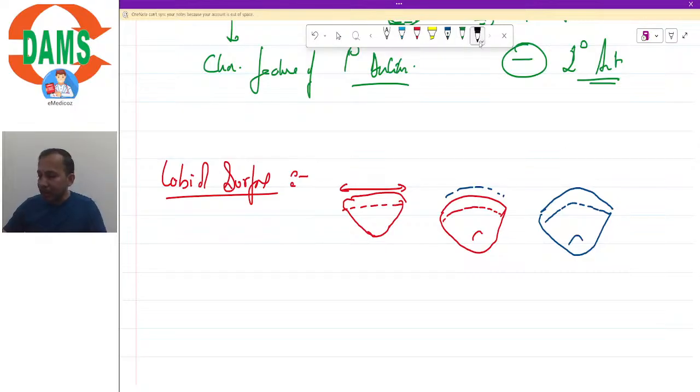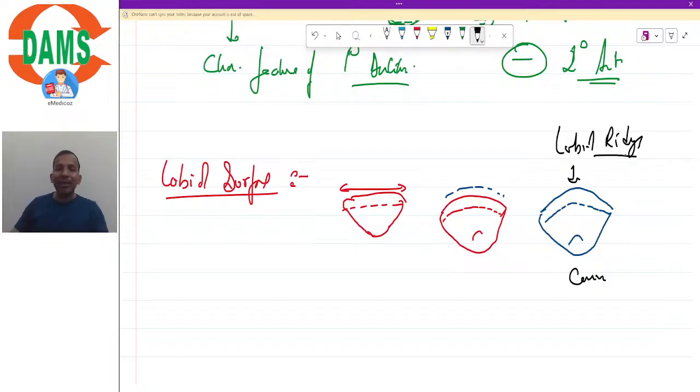Now the reason for this prominent curvature on canine is the labial ridge. Nonetheless, even when there is a lack of labial ridge on the incisors, the lateral incisor is more curved as compared to the central incisor. So as you can see, the labial surface of lateral incisor has more curvature, while the central incisor is almost flat.